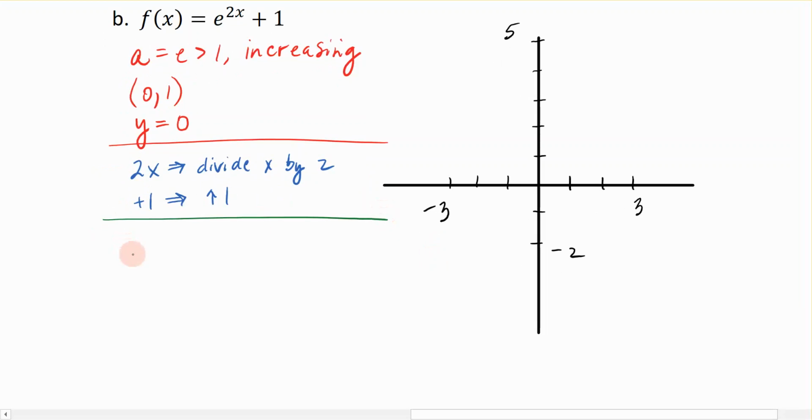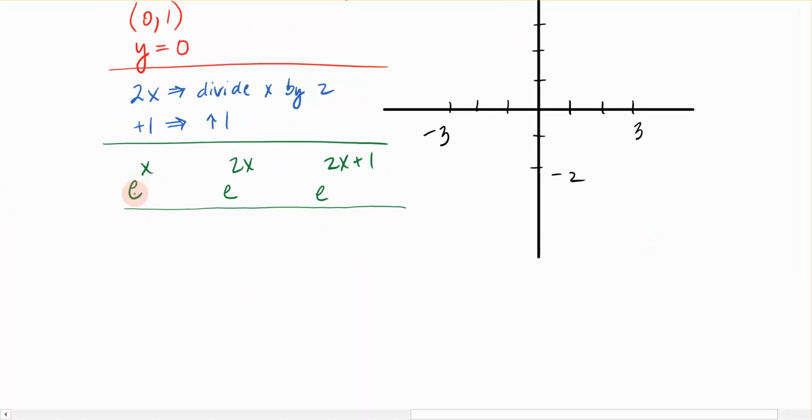I know that I have a parent function e to the x. Before I ever do anything to it, I have a function e to the x. The next translation I have is e to the 2x when I have the multiplier. Then finally I have e to the 2x plus 1. Those are the 3 cases that I have going on.